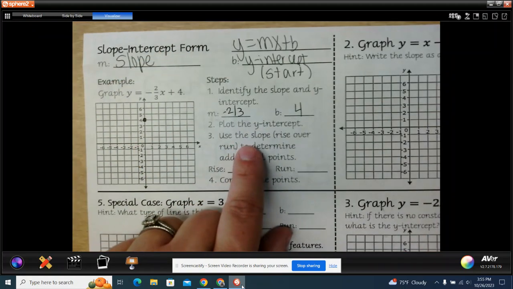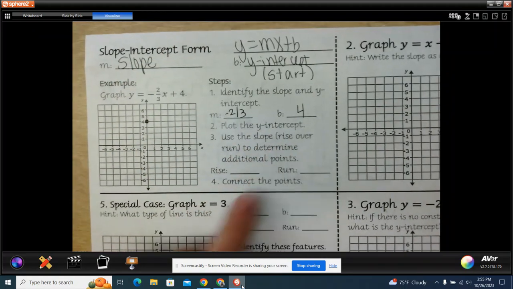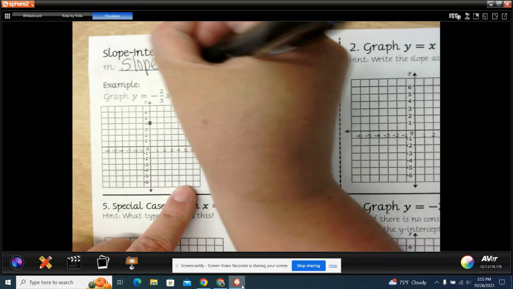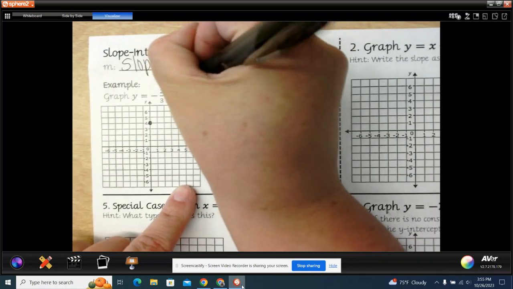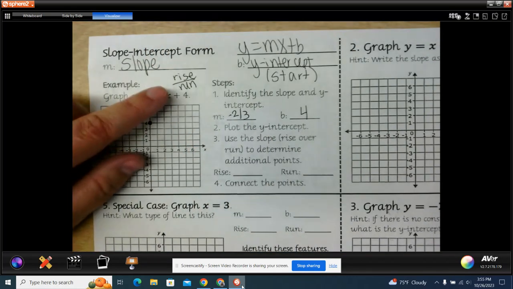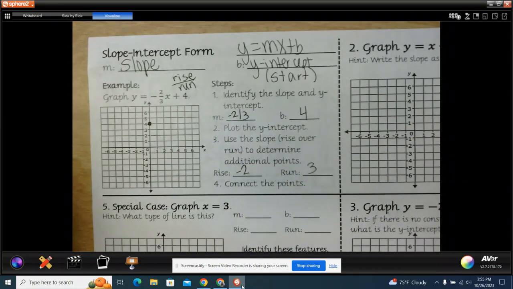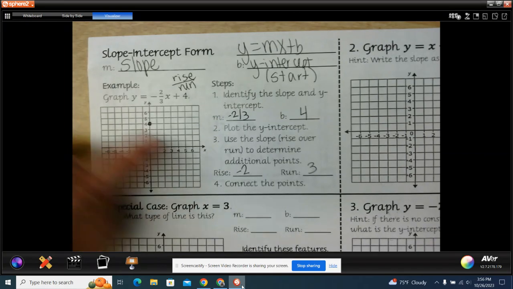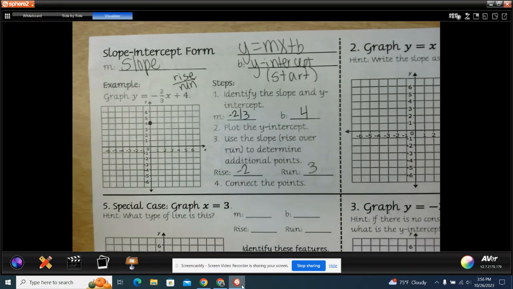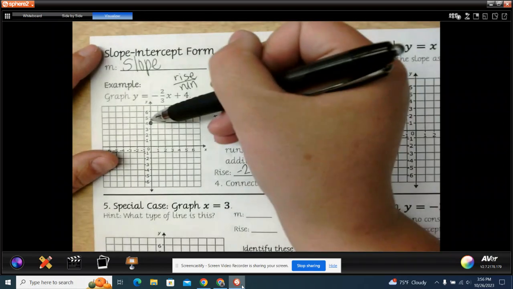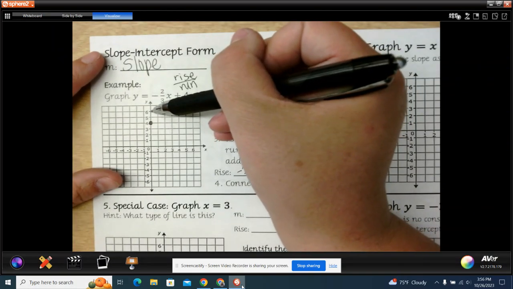It says use the slope, rise over run, to determine additional points. So when we graph rise over run, the top number of our fraction is our rise, and the bottom is our run. We will have some negatives in our fractions. Negative just tells us the direction that we run. If it's positive, we'll go to the right, and negative will go to the left. So we have negative 2. Again, negative just means left. So we're going to rise 2 spaces and go to the left 3 spaces.